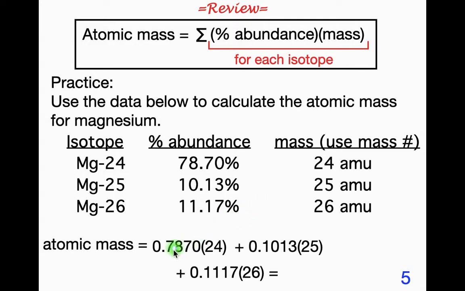On your calculator, you'll type in 0.7870 times 24. You don't need parentheses. Plus 0.1013 times 25 plus 0.1117 times 26. And then hit equals, and you should get 24.31.